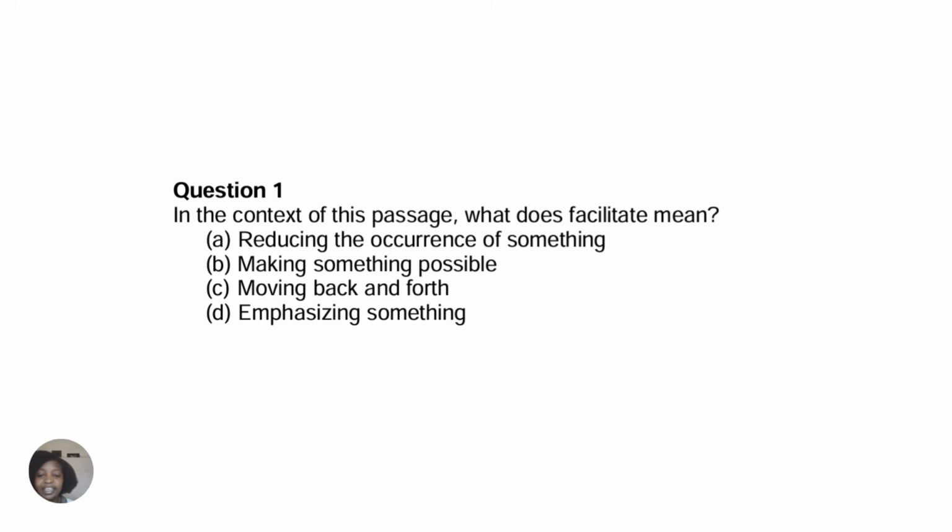Question number 1 says, in the context of this passage, what does facilitate mean? Option A, reducing the occurrence of something. Option B, making something possible. Option C, moving back and forth. Option D, emphasizing something. You have 3 seconds to think about your answer. So 1, 2, 3, and let's reveal the right answer.